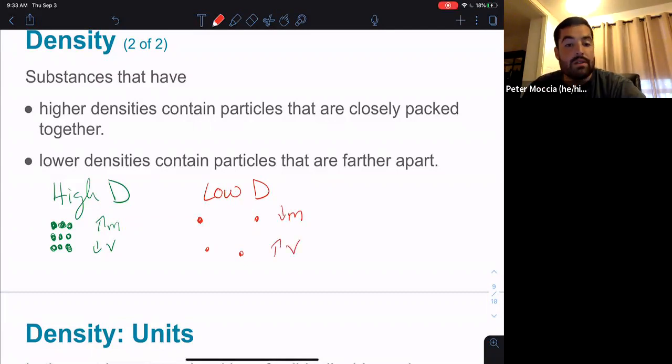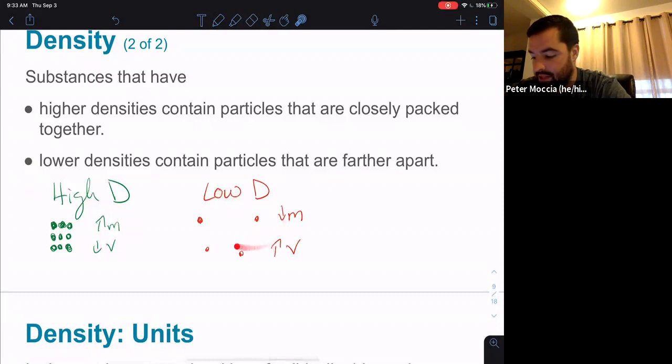Okay, so if I asked you to draw a particulate representation of an object with a high density and an object with a low density, the one with the high density, you would just draw a bunch of particles in a smaller space, and then the one with the low density, you would draw fewer particles in a larger space. Okay.